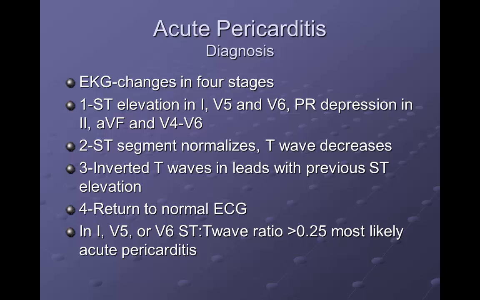Another form of presentation could be inverted T waves in leads with previous ST elevation, so it produces an alternating pattern and then returns to normal EKG baseline. Most commonly, the T wave ratio is more than 0.25, and this is most likely present in acute pericarditis. But again, what is most commonly seen as a pattern is a widespread elevation of the ST segments.